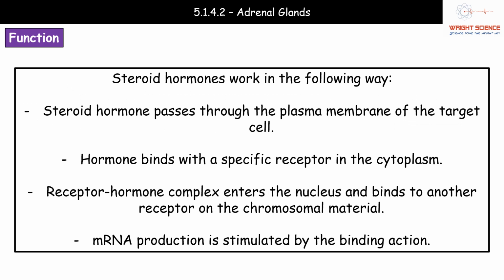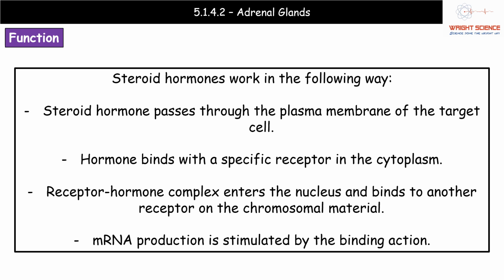So the way these steroid hormones work then, they're going to pass through the plasma membrane of their target cells, and then that hormone can bind with a specific receptor in the cytoplasm of the cell itself. Once that's happened, we've got a receptor hormone complex because the receptor and the hormone have bound together, and that is able to enter the nucleus, and that's where it will bind with another receptor on the chromosomal material, the DNA. As a result of this, what we're going to find is mRNA production will be stimulated.